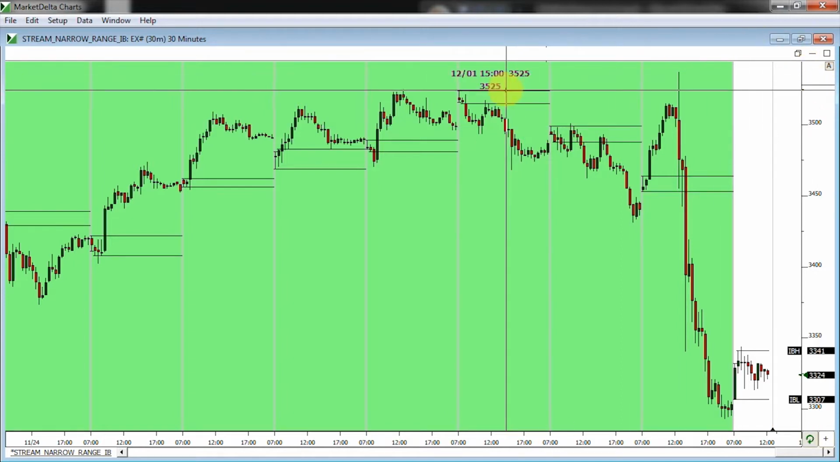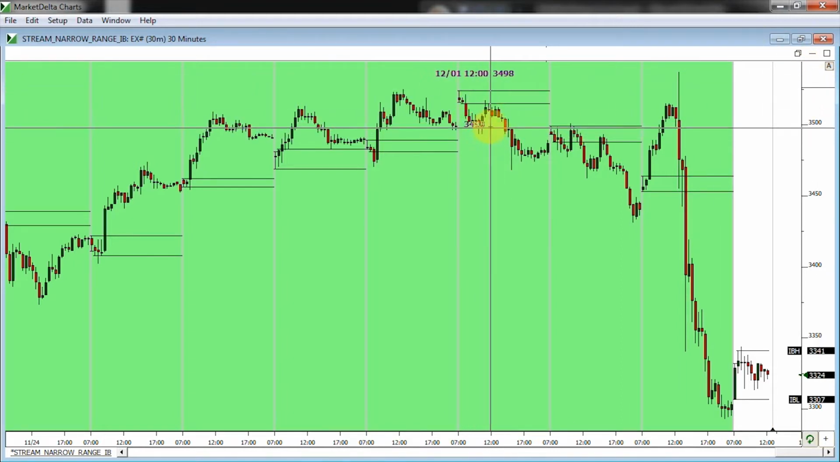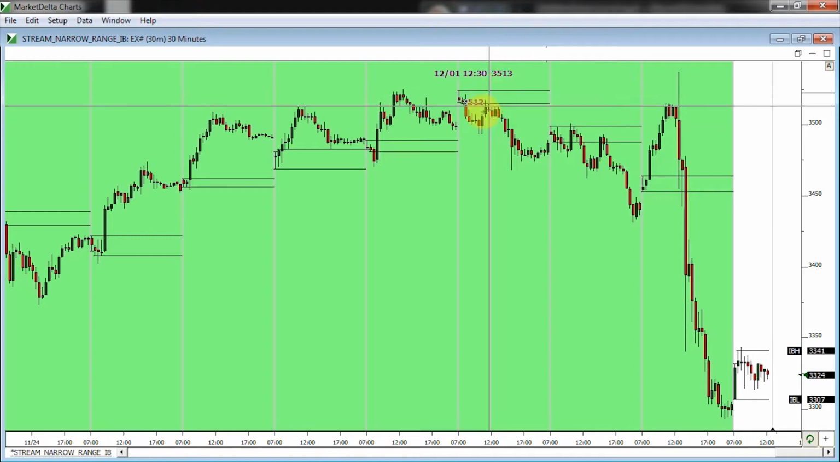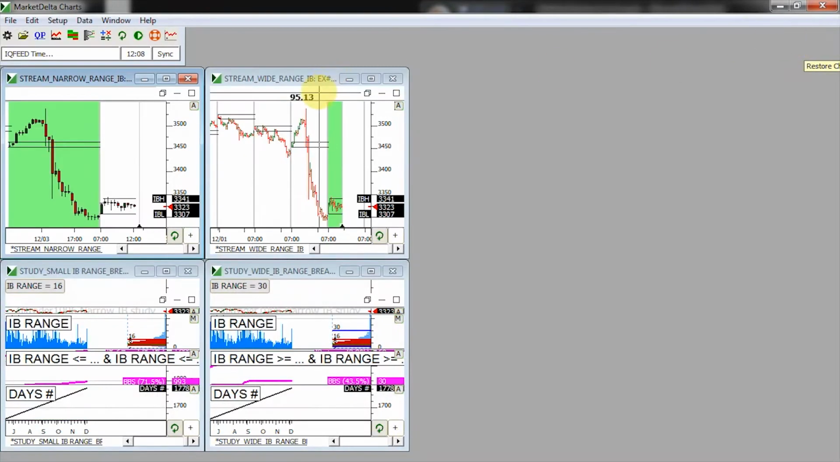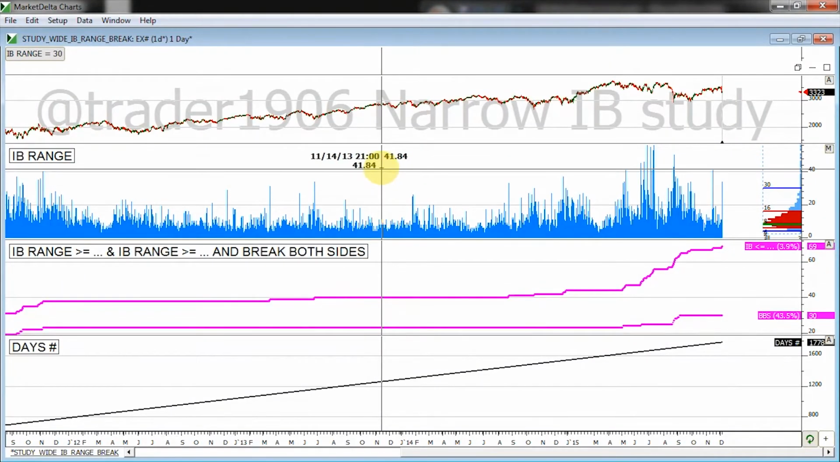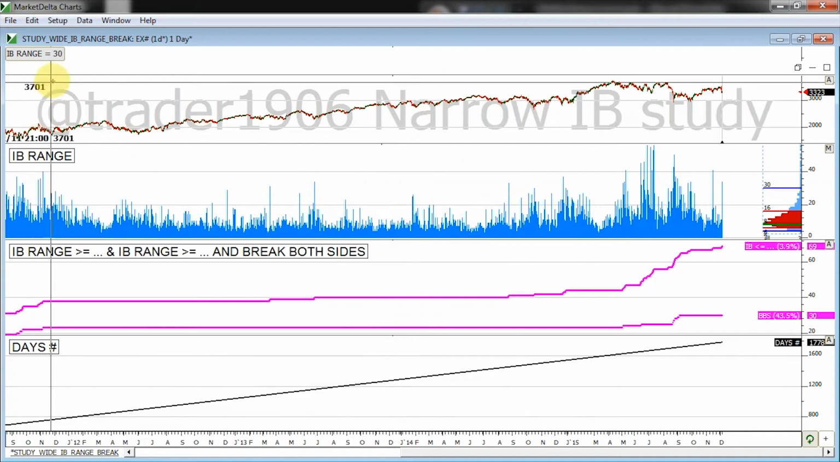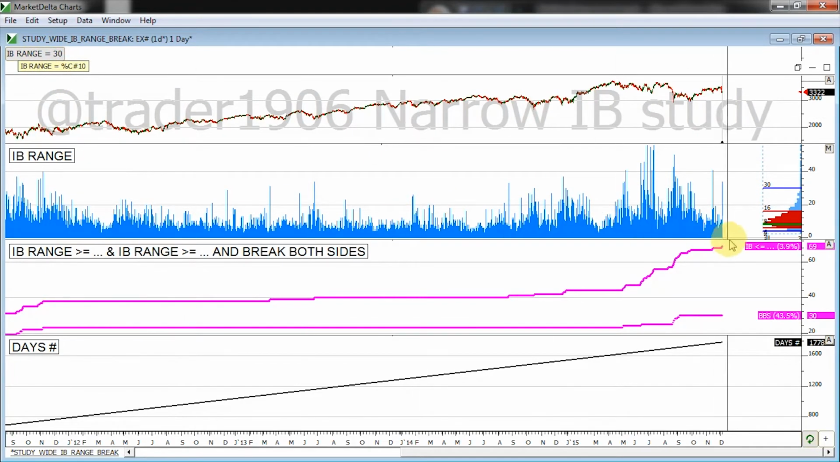Obviously, I think I tried to play it here, but I didn't get my target. So sometimes it doesn't work for your target. And then I turned that statistic around completely, and I applied it to the wide initial balance. So this then says, okay, what's a wide initial balance?